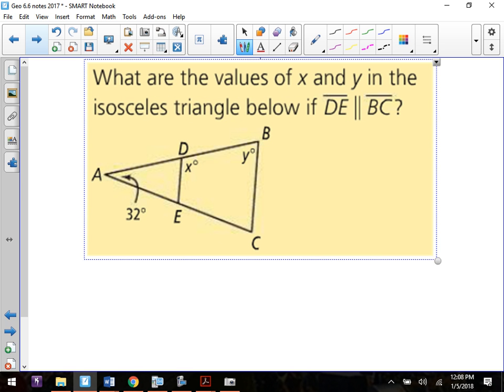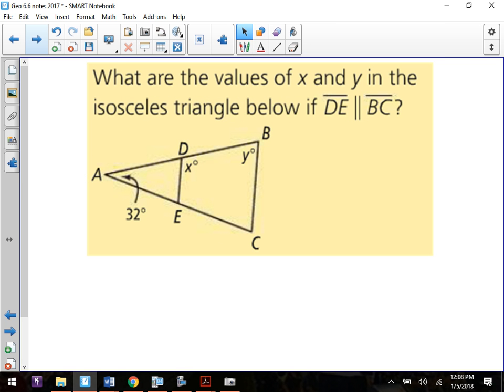So you can figure this one out. Now, that DE is a mid-segment, and they're saying that it's an isosceles triangle, so they'll be put together in a couple different parts. So you can figure that one out. A little trickier.